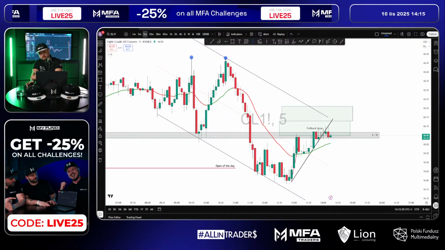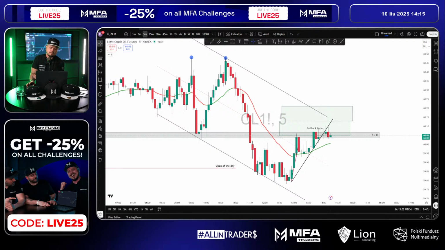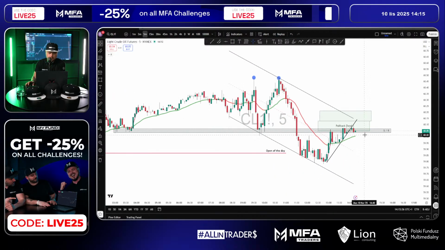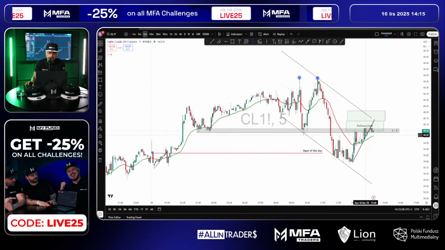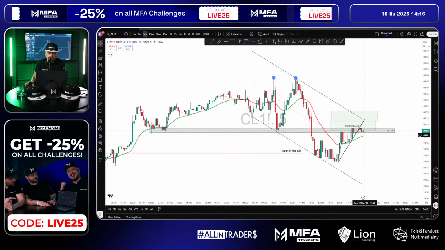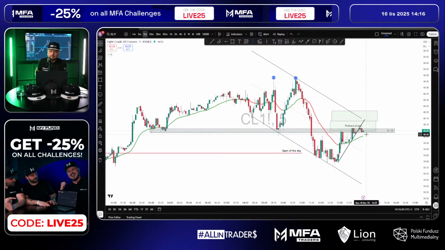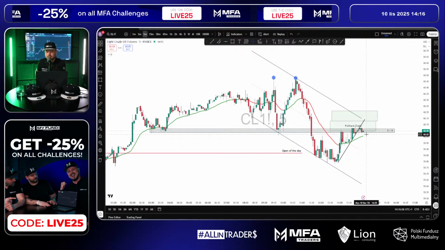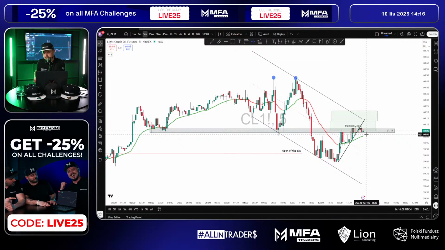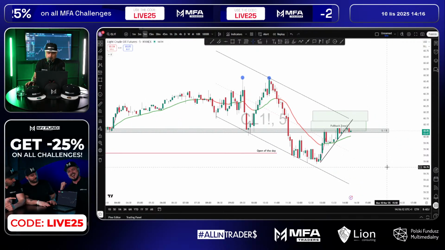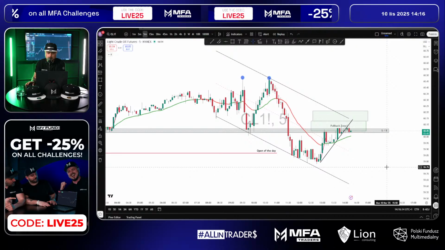We need reaction for sure. And we might have a chance to go down. This is looking quite good, to be honest. It's looking quite good. We just need to wait for a bearish reaction and we're gonna be good.